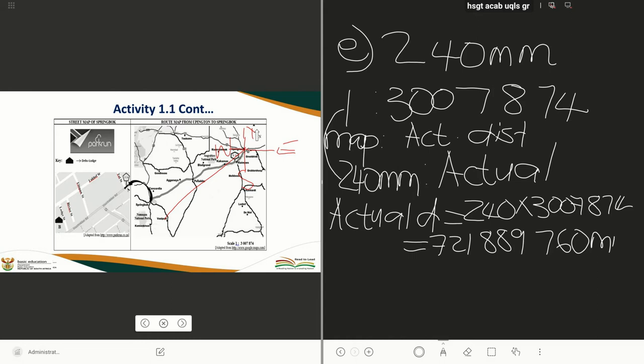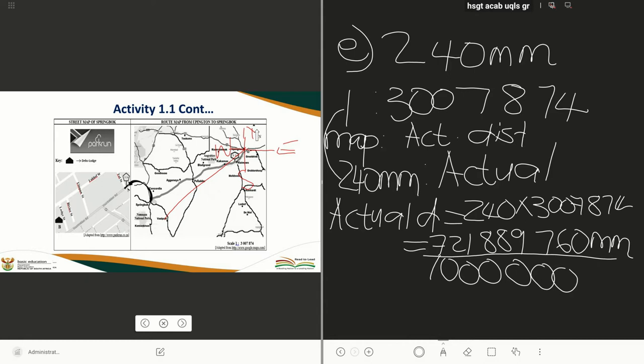And what was the instruction? The instruction was that we need to give our answer in kilometers. And then this takes you back again to your term one content of conversions, where we're converting the different lengths. So you need to convert from millimeters to kilometers. So by now, grade 12s, you should know the conversion factor between millimeters and kilometers. You should know that a millimeter is a smaller unit. When you convert a smaller unit to a larger unit, such as a kilometer, then you are going to divide. And then what is the division factor? The division factor is a million. So please, the conversion factor between millimeters and kilometers is a million.